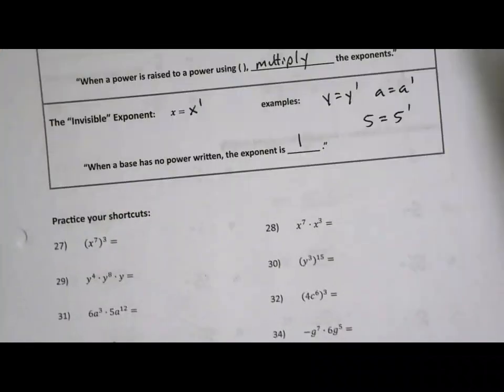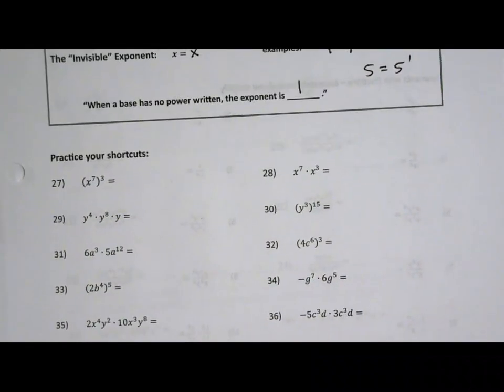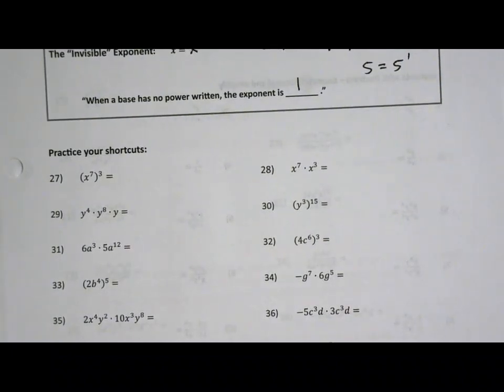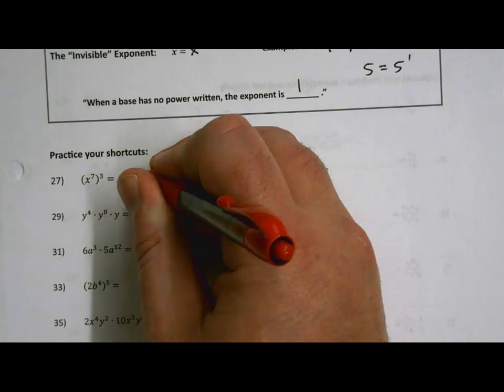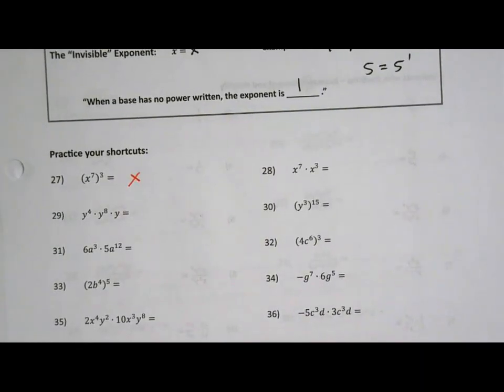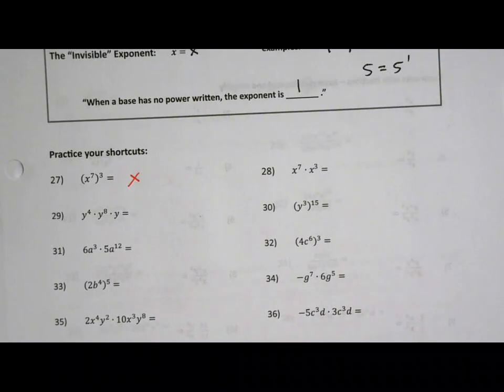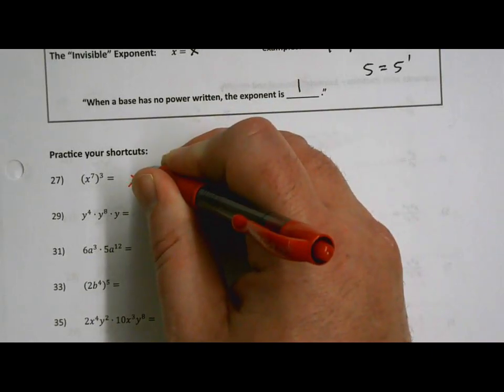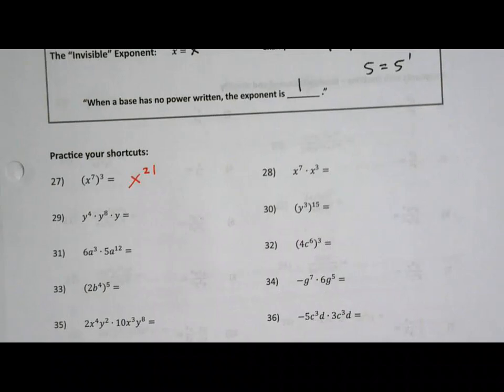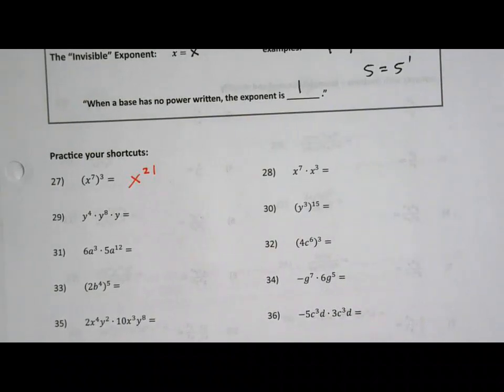Okay. Here we go. So number 27. I see a 7 and a 3. I know my answer is either going to be 7 plus 3 or 7 times 3 for my exponent. Is this a situation where we add or where we multiply? This looks like power to a power to me, doesn't it? So that would be multiplication. 7 times 3 is 21. Look at that. Isn't that much better now that we don't have to write out all those x's? Way better.